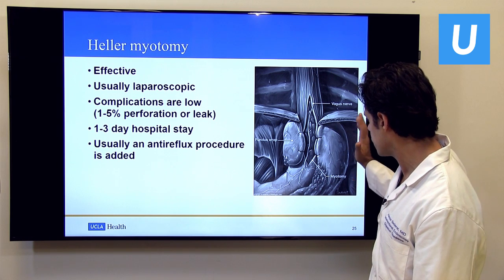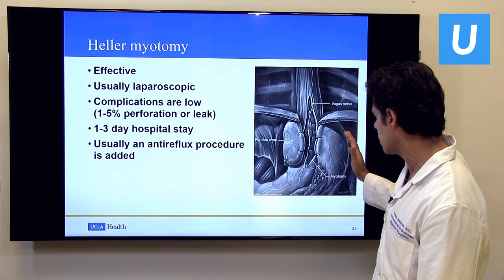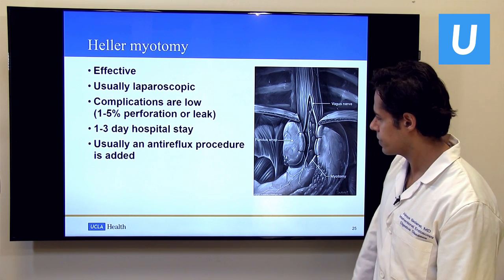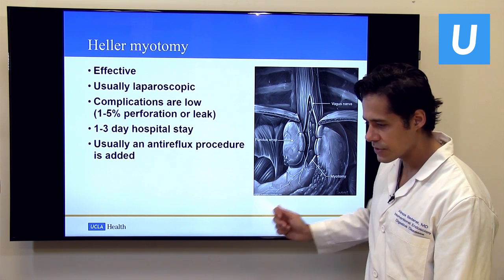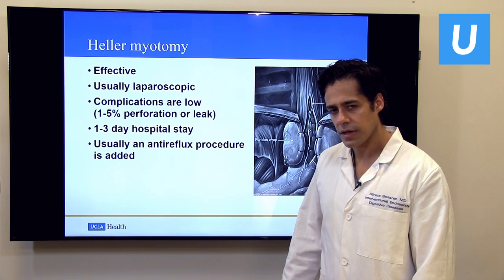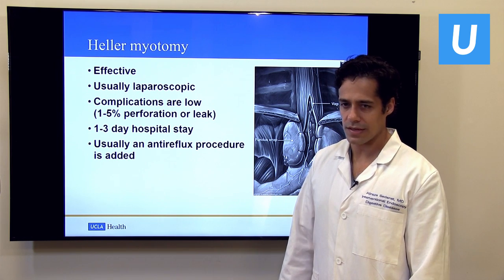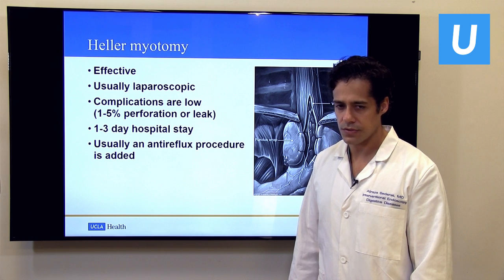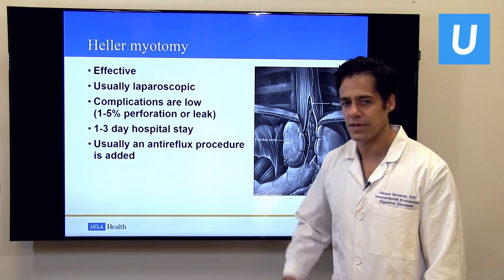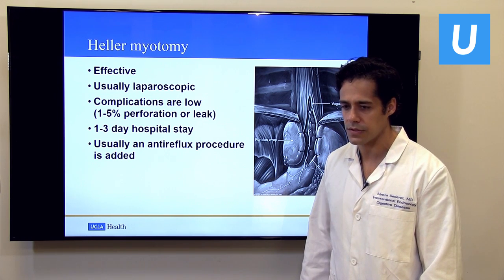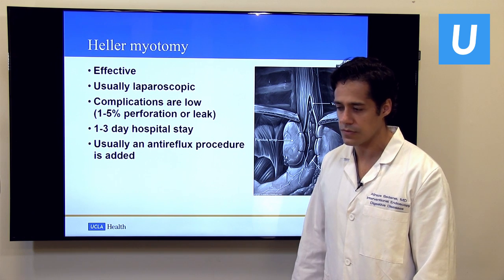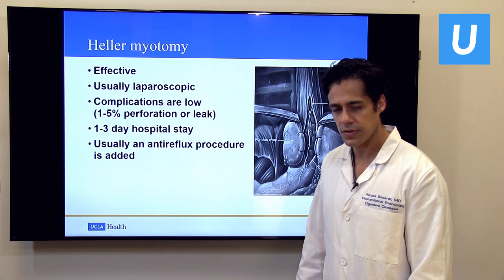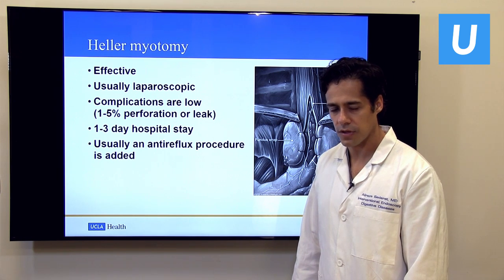And in this case, a posterior or toupee wrap has been done, and that's basically to reinforce the cut muscle, and it serves as an anti-reflux procedure. This is important. If you like, you can kind of think of achalasia and reflux as the opposite. In reflux, the lower esophageal sphincter relaxes inappropriately and allows acid to go into the esophagus. In achalasia, it's too tight and doesn't let food go down. So if you treat achalasia, there's some real risk of replacing that with reflux.